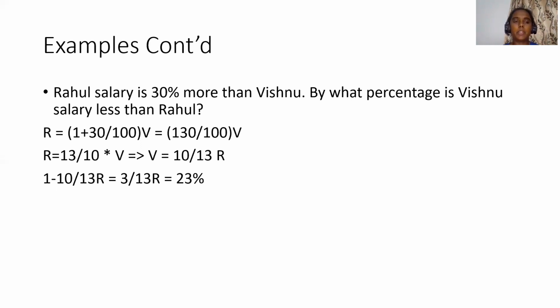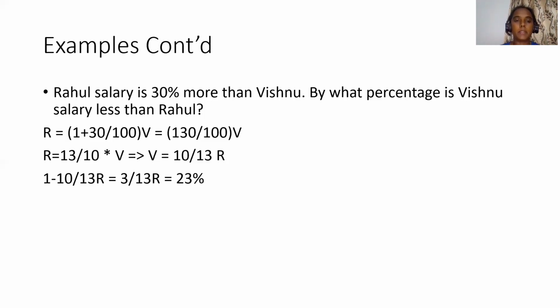So R is equal to 13 by 10 because the zeros are cancelled. 13 by 10 into V, which can also be written as V equal to 10 by 13 of R. So we are now calculating the percentage. We know now that Vishnu gets 10 by 13 into R, Rahul's salary.